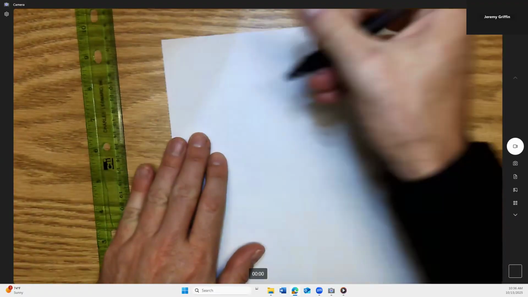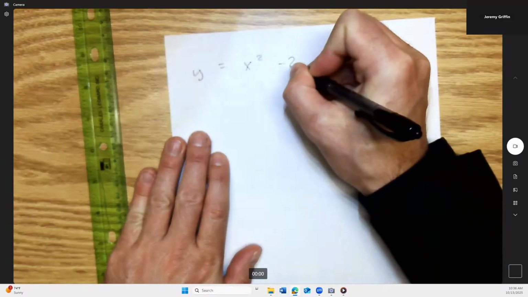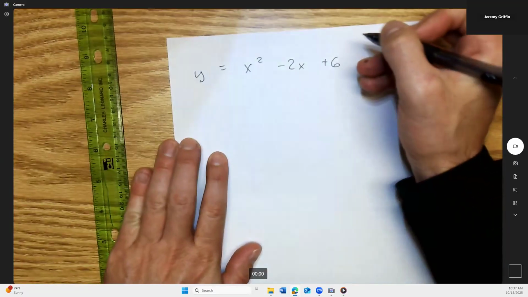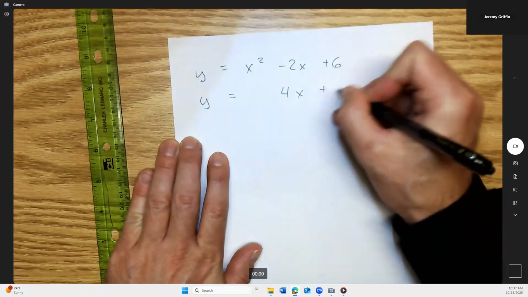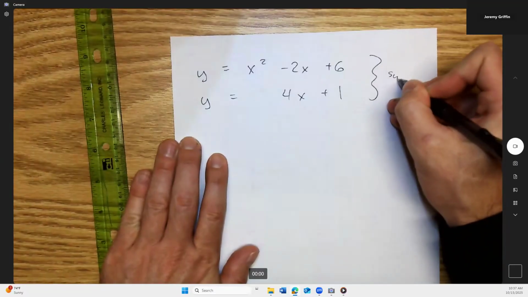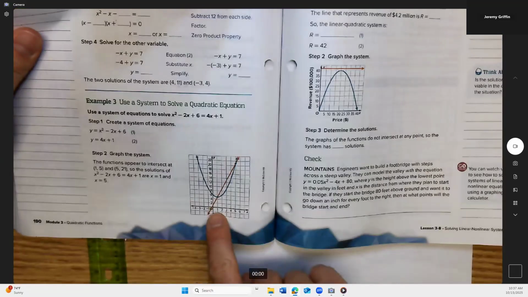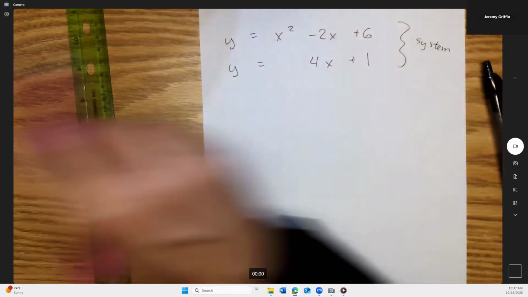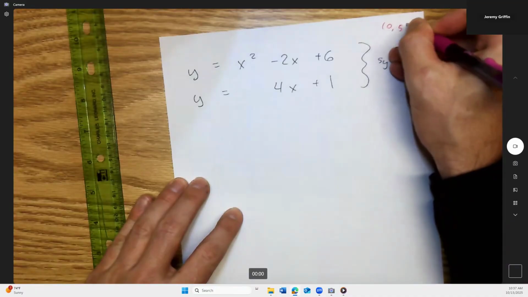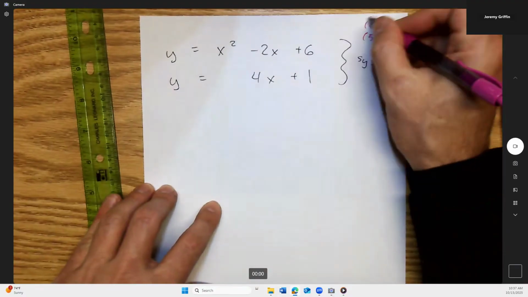The system of equations goes y equals x squared minus 2x plus 6, and y equals 4x plus 1. I just copy that straight out of the book. That's the system. From the graph they give you, I see exactly where those two graphs cross. This is the point (0, 5). This is the point (5, 21). So I'll go ahead and write the answer up here: (0, 5) and also (5, 21). So I know the answer, and I'm just going to work towards that.